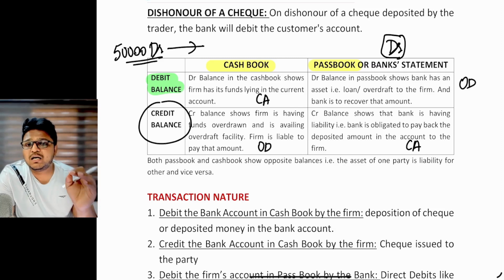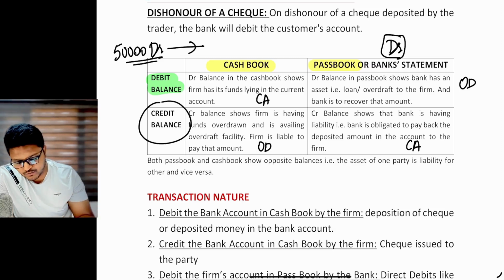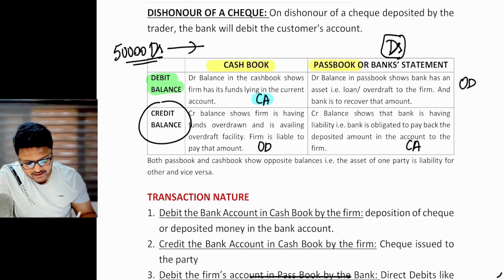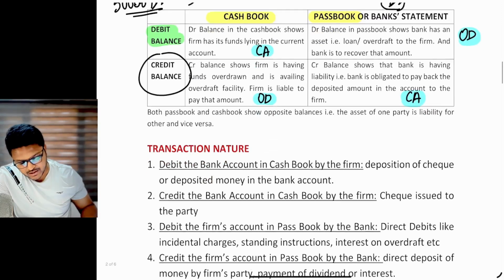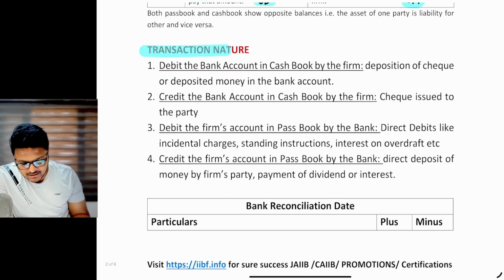Now let's learn about the transaction nature. But before that, let me repeat the things for you, that whenever we are having the debit balance in the cash book, it means a current account. When we are having the debit balance in the passbook, it means an overdraft. And when there is a credit balance in the cash book, it's an overdraft. And when it's a credit balance in the passbook, it's a current account, right?